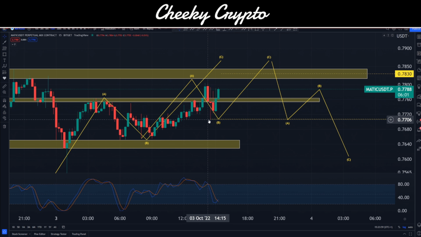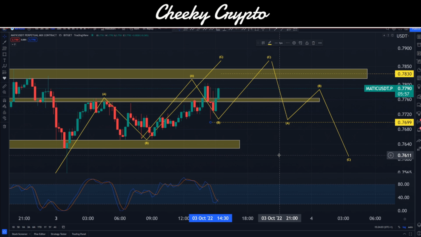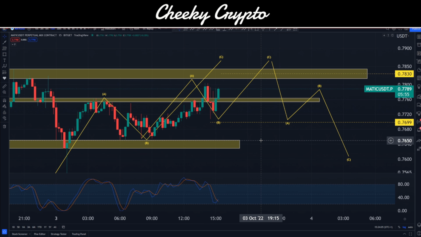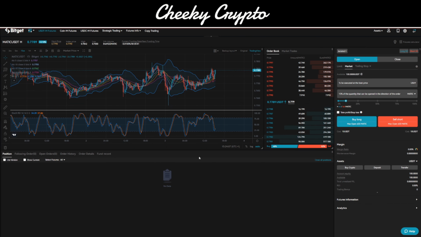Okay, so we're going to have good risk management here. We're going to use this local low as our stop loss. I'm going to drag that just a little bit lower, and it's going to be 76.99. That's going to be my stop loss. Okay, so let's come back over into Bitget.